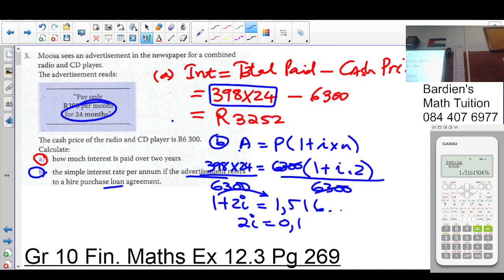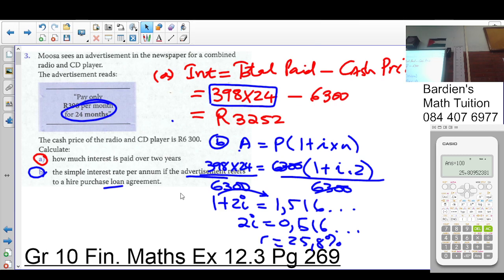So 0.516 divided by 2 gives me 0.258. That is, 1.516 minus 1, divided by 2, times 100 gives me a rate of 25.8%. You see, the claim I made earlier on was about 50%. Over 2 years, it is 50%. So that's 25% per year.